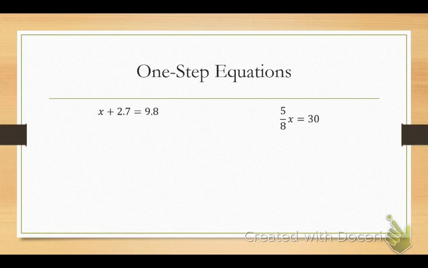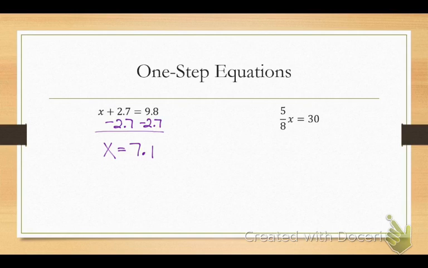Okay, let's see, Lydia, what would I do to the first equation to solve for x? Very good. I subtract 2.7 from both sides, and what do I get for my answer? 7.1. Very good. And I can plug that back in, add them together, and it does make the equation true.